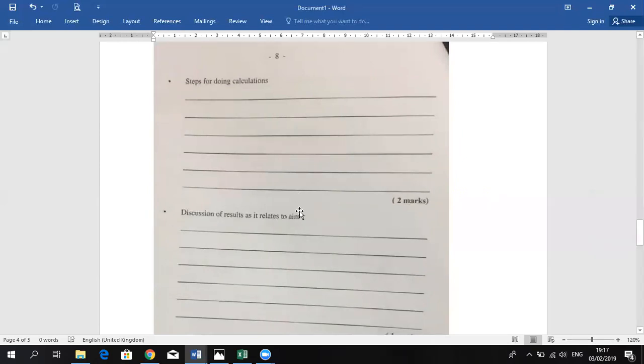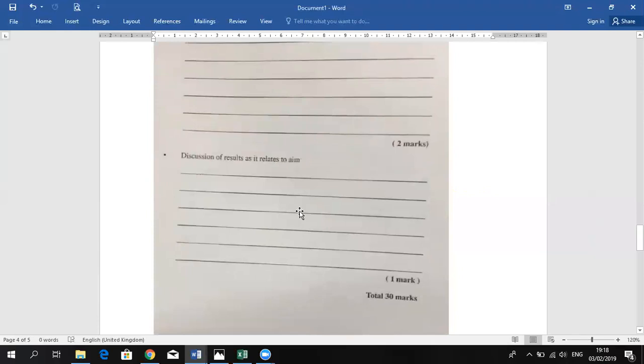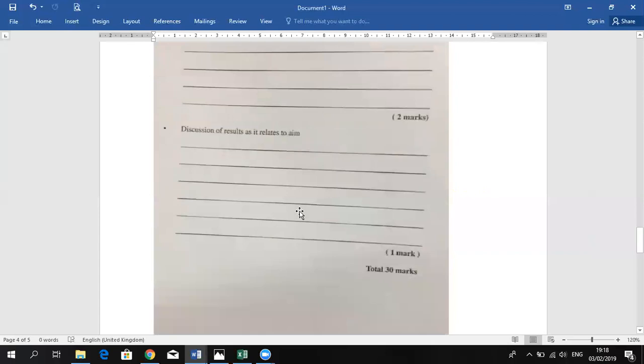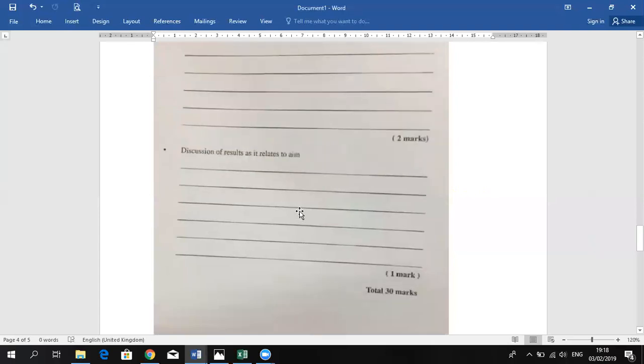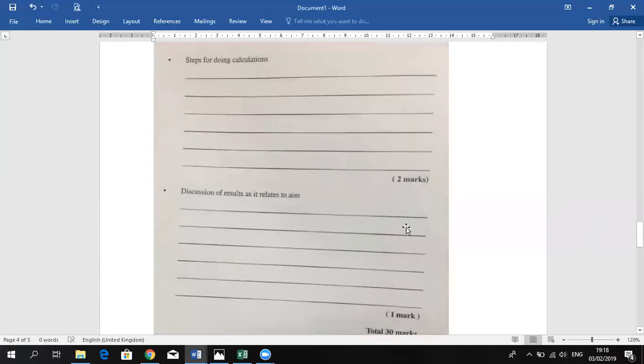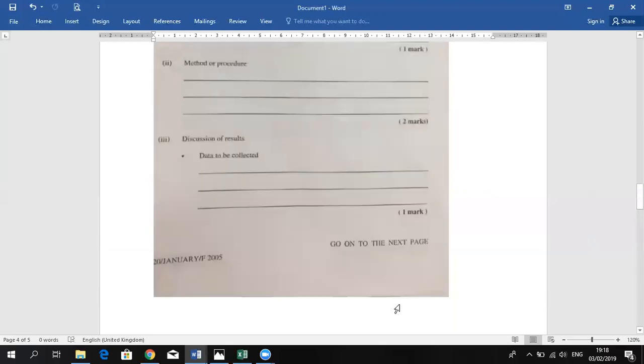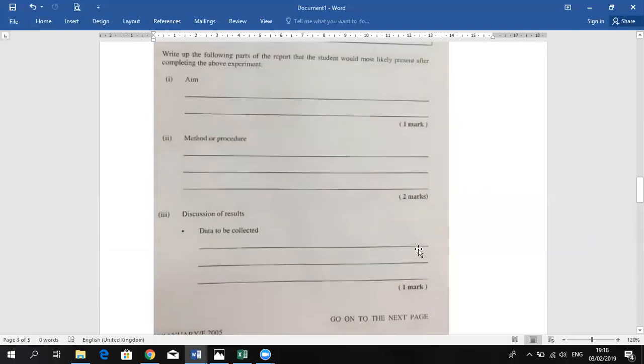Is this a paper 3 by chance? No, this is a paper 2. So what I want you all to do is try to mock up something like this. Pay attention to the marks they have on the side here. That would help you in terms of how much detail you need. So 1 mark, 2 marks, they're not asking for too much there. You have 3 lines for the method of procedure, so they're not asking you to write a thesis.